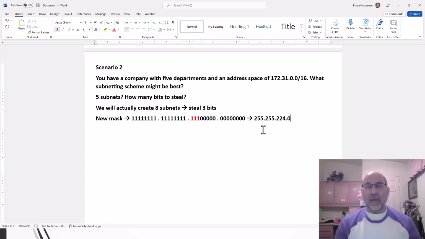Now, this is a full class B address space that we're talking about. So we could say, well, a full class B has 65,536 possible addresses with 65,534 usable. Okay, so 65,536 divided by 8 is equal to 8,192 addresses. There we go. Go ahead and figure out what your networks are.